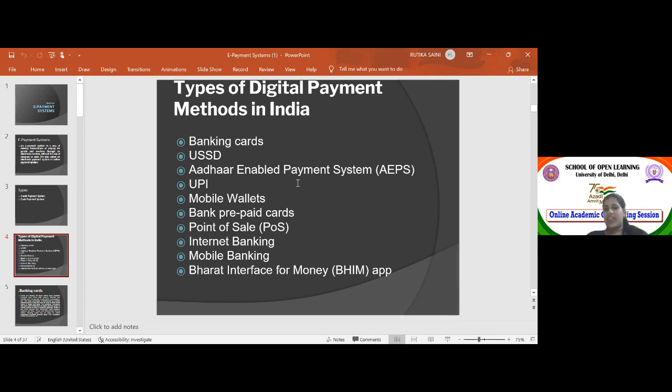Okay, USSD codes. Then the third system we have is the Aadhaar enabled payment system, where you need to have your Aadhaar number. You must have seen there are many shops these days who allow labor class people to go there and make the payments. So they just need to have their Aadhaar number linked to their bank account, and they can easily make the payment using the AEPS. Then we have the UPI.